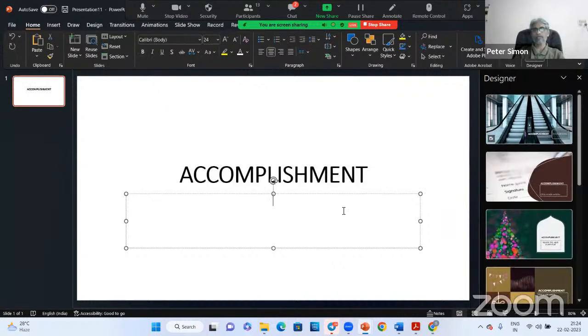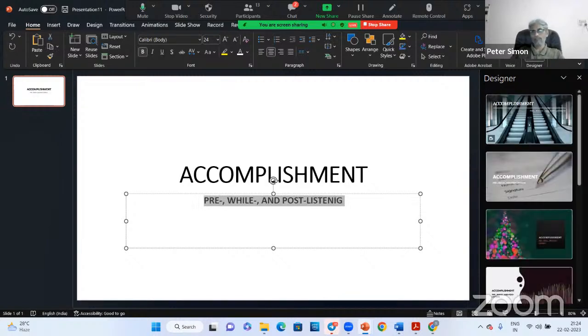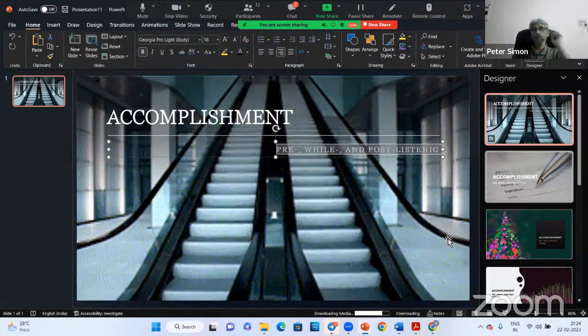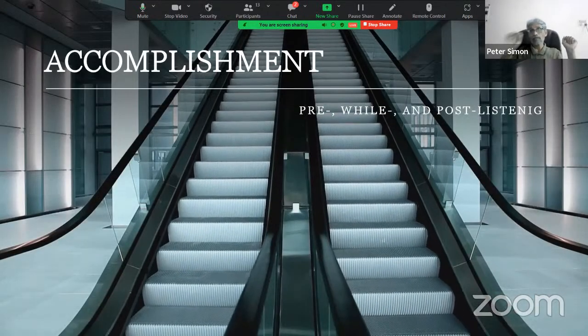So, accomplishment, the levels: pre, while, and post. For example, listening. So there are pre, while, and post listening. Now, what is this pre, while, and post listening? Let us see.